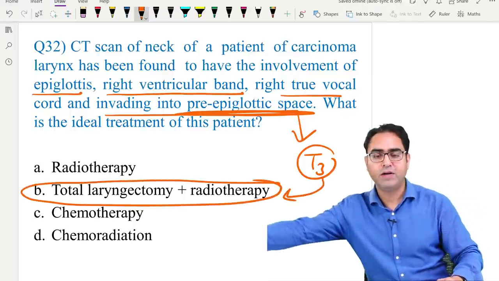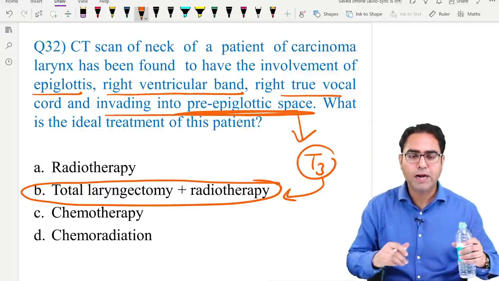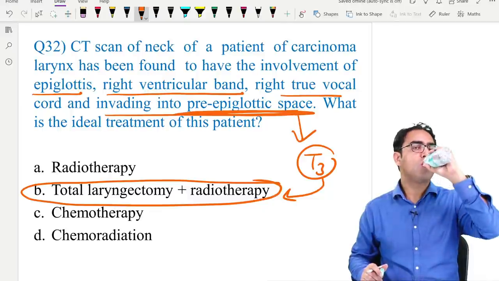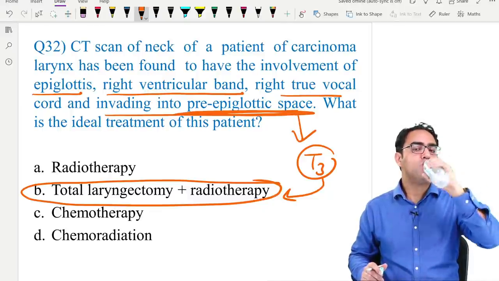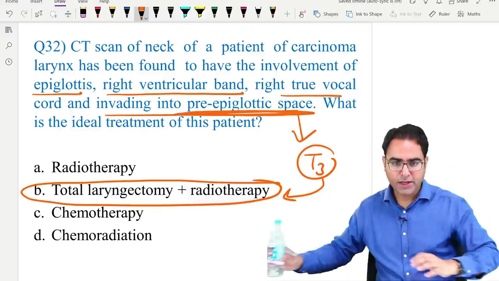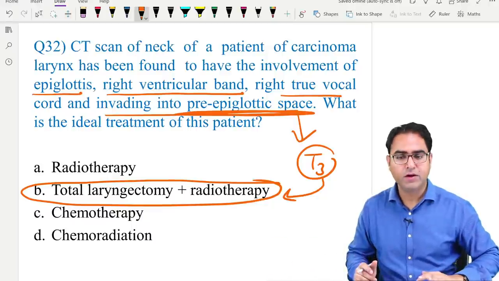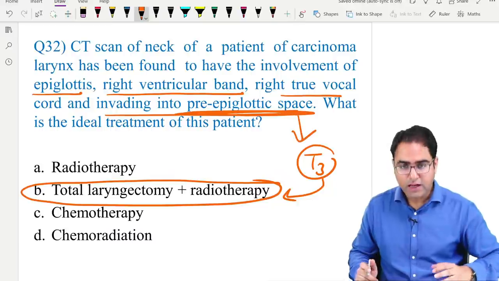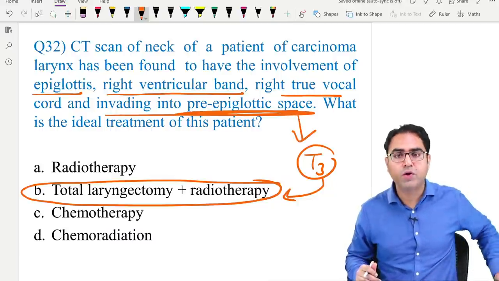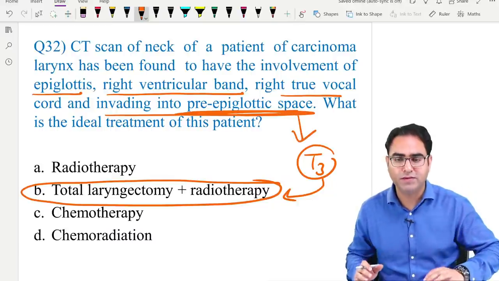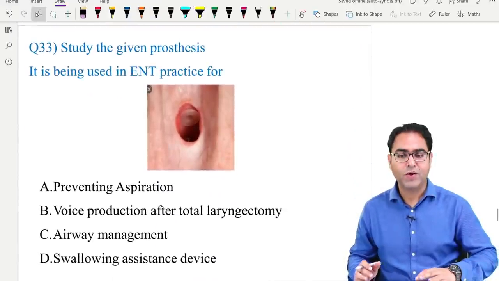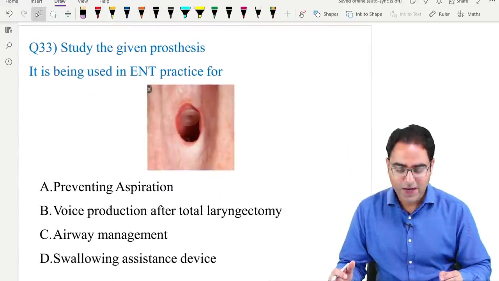But my dear friend, is it clear to everybody? Now tell me in the chat box, are you confident about laryngeal carcinoma staging and management? Are you confident, beta? Is it okay, everybody? Yes, it's T3, beta, everybody. Wonderful. Tell me in the chat box, are you confident about your concept of laryngeal cancer staging and management? Okay. Now, let's go to the next question, beta.